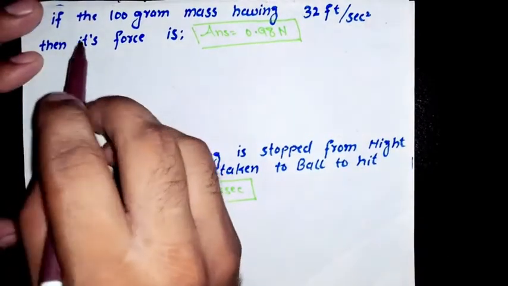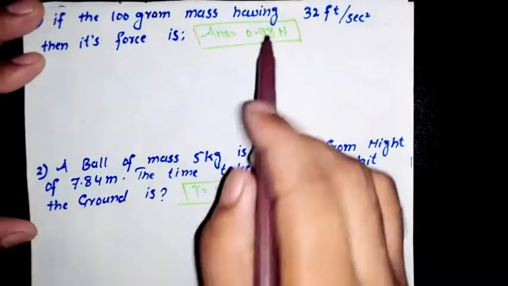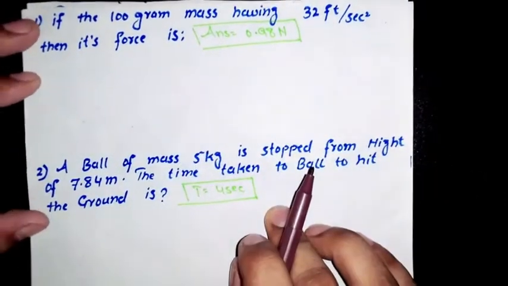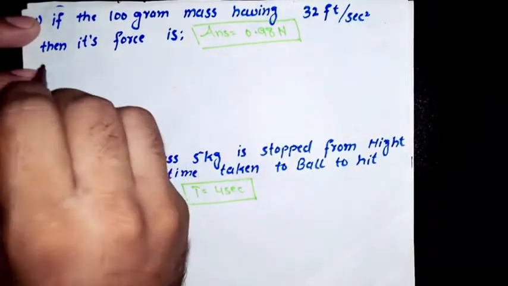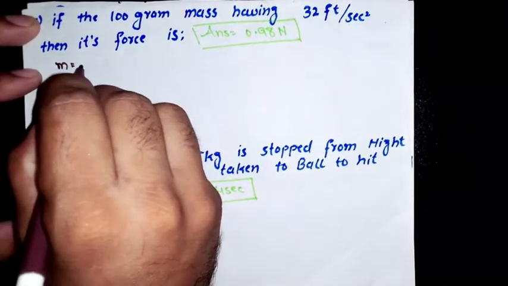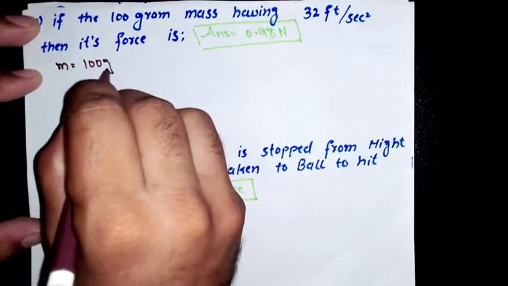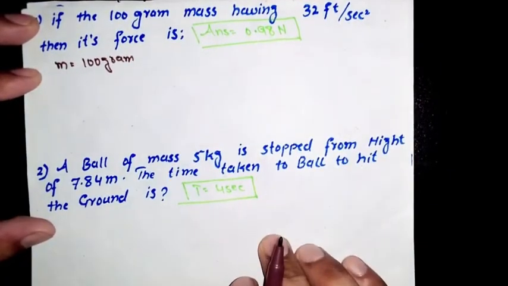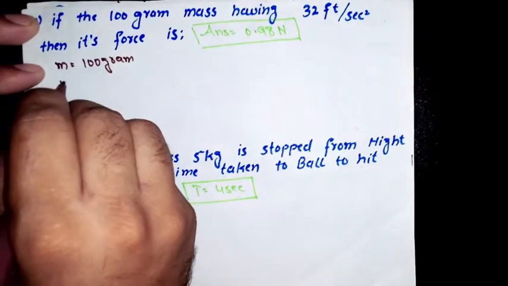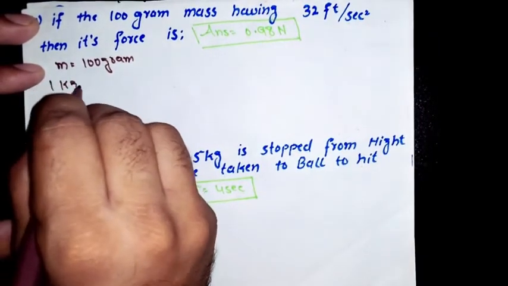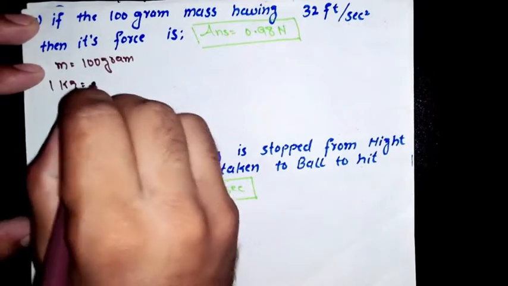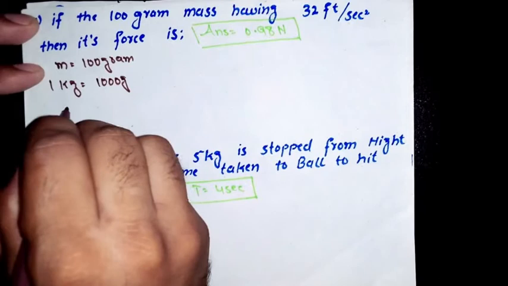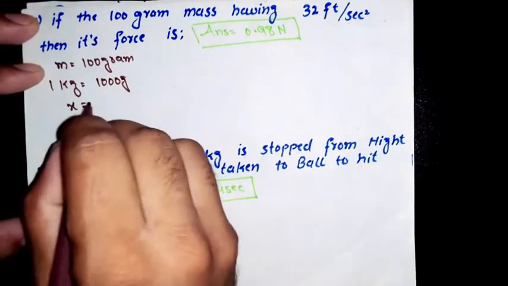So the very first one is: a 100 gram mass having an acceleration of 32 foot per second square, then its force is. We need to find force and the mass is given in grams, 100 grams. We must change this into kilograms. So we know that 1 kg is equal to 1000 gram. So 100 gram will be equal to x.